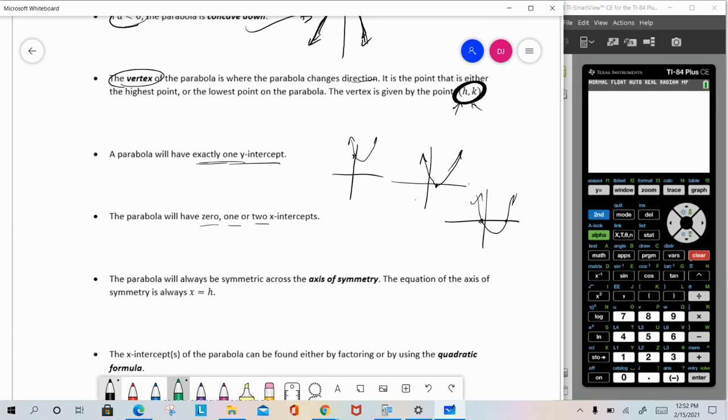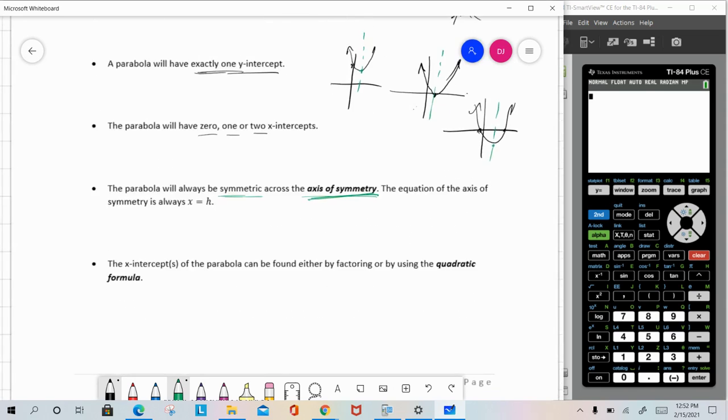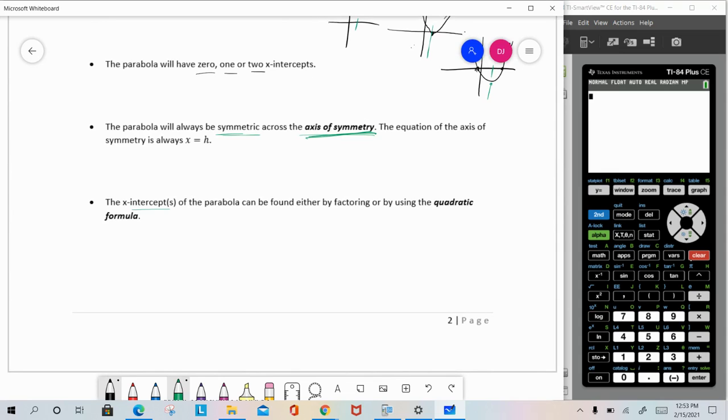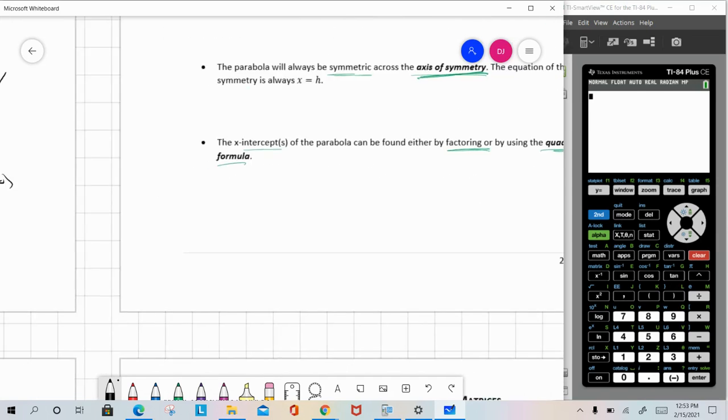The parabola will always be symmetric across the axis of symmetry. So here's my vertex, right down through the middle. If that was a well-drawn parabola, the line going through the vertex is what we call the axis of symmetry. The parabola will look identical on either side of that axis. The x-intercepts can be found either by factoring, if the quadratic is factorable, or by using the quadratic formula, whether the parabola is factorable or not. And we'll come back to that in a little bit.